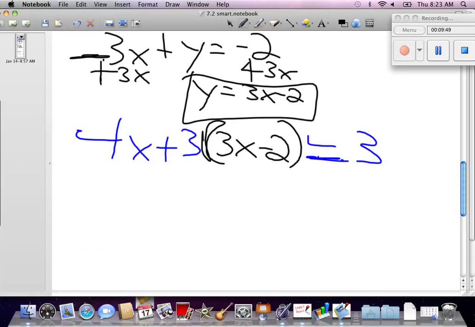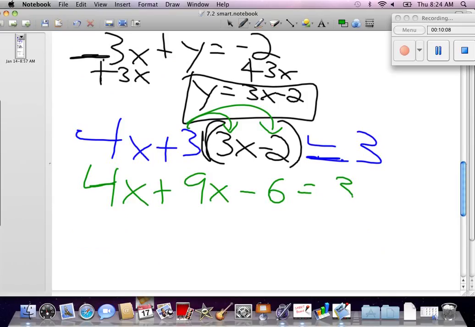All right. So now I'm going to solve this equation. What do I have to do first? Distribute. Good. So I'm going to distribute this right here. So I get 4x plus 9x minus 6 equals 3. What can I do next? Put the x's together. 9 plus 4 is 13. So I get 13x minus 6 equals 3.